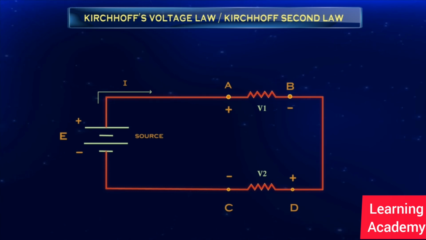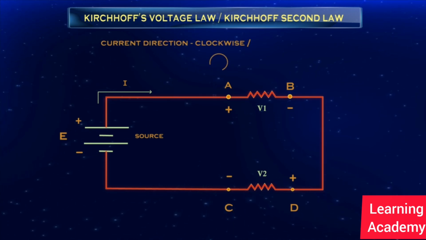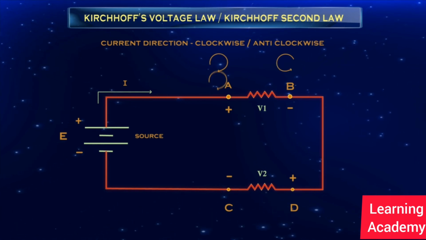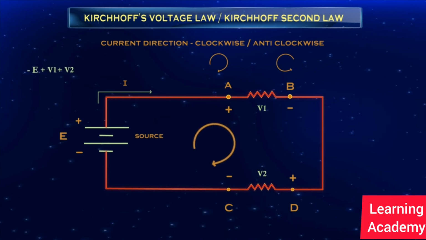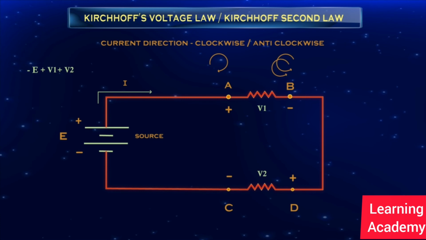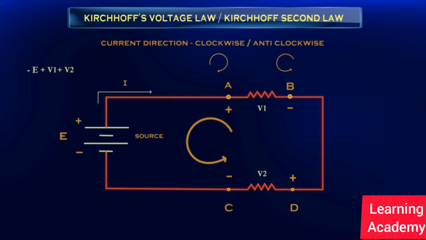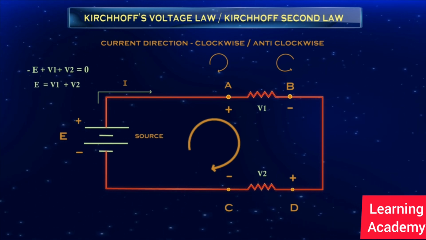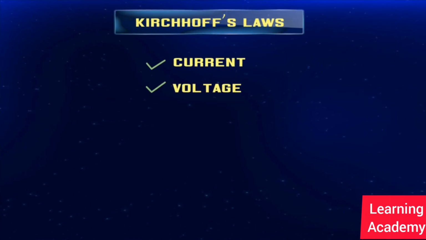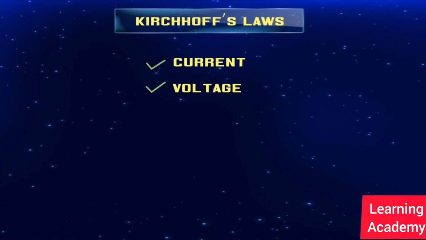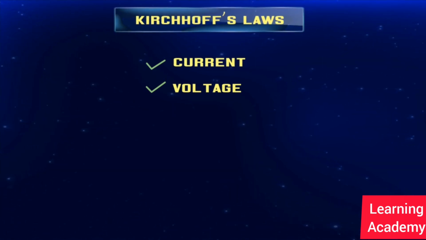For applying KVL, we can assume the current direction, either clockwise or anti-clockwise. If the assumed direction is in the same direction as the actual current, then we take a positive sign for the voltage drop across any element. If the assumed direction is opposite to the actual current direction, then we take a negative sign for the voltage drop across any element. By applying KVL inside the loop, we get, that is, Thus, by using Kirchhoff's laws, we can understand the currents and voltages in any electric circuit. In this video, we have discussed Kirchhoff's current law and Kirchhoff's voltage law.